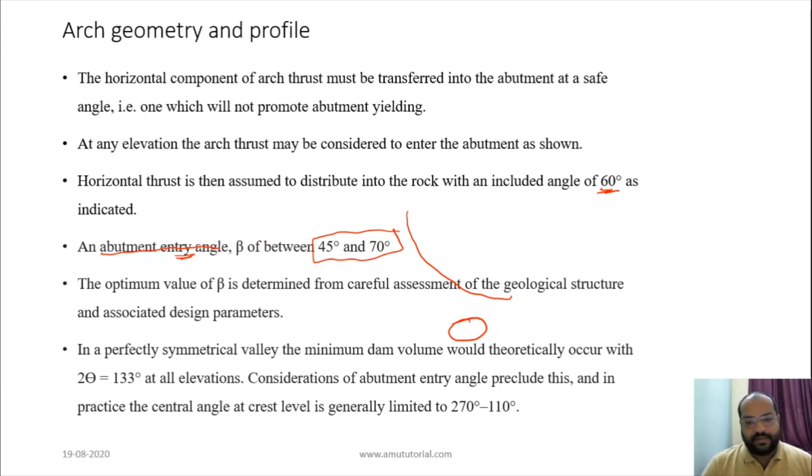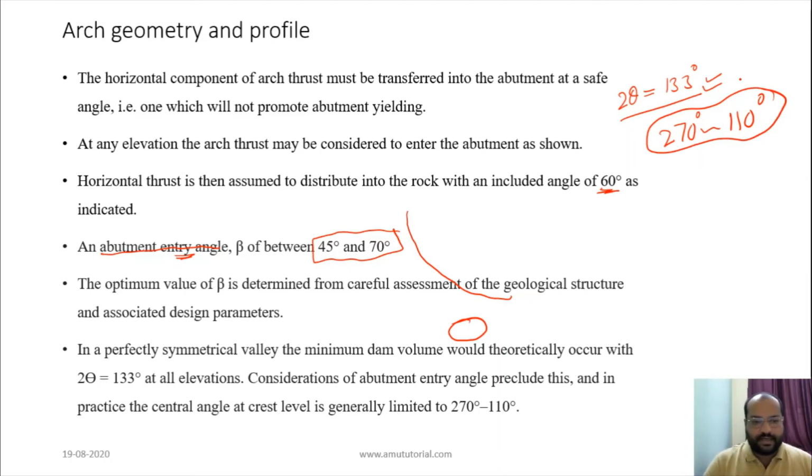Now, in a perfectly symmetrical valley, the minimum dam volume would occur when the central angle 2 theta is equal to 133 degrees. But practically, it is very difficult to get this angle. So there is a safe range. It should be around 270 degree to 110 degree. This is the range of this angle. But theoretically, the value of 2 theta, the central angle, should be this.